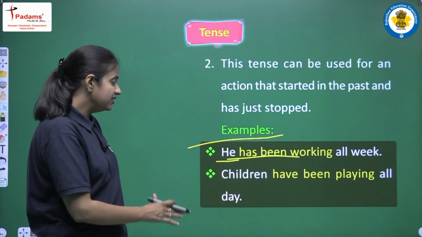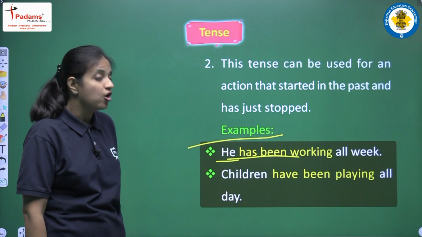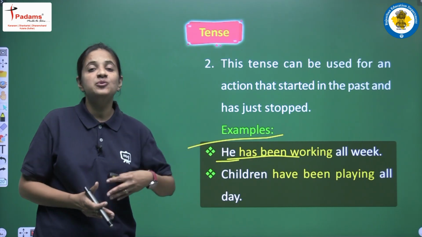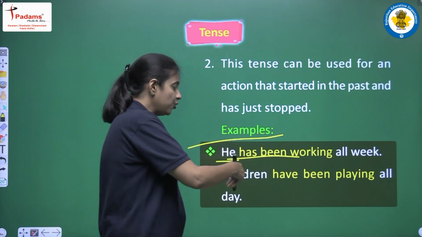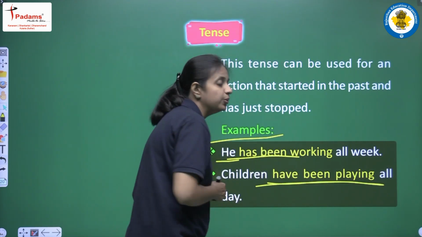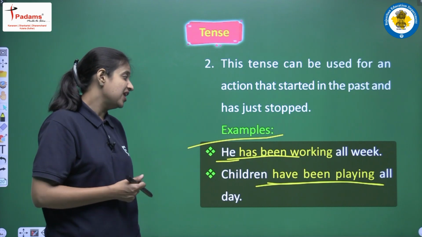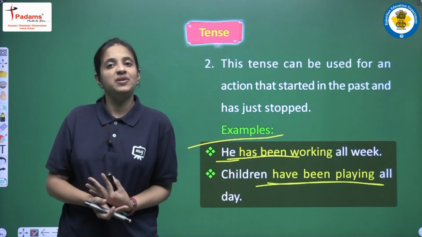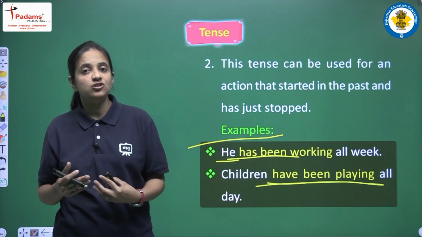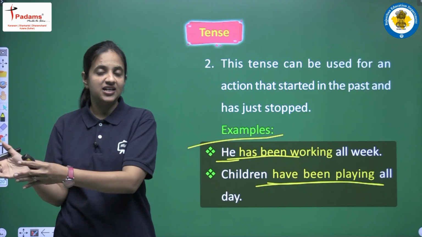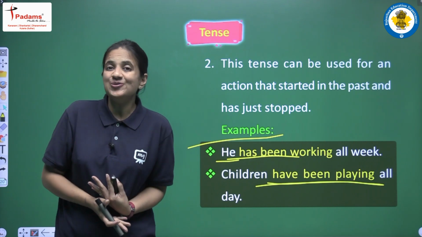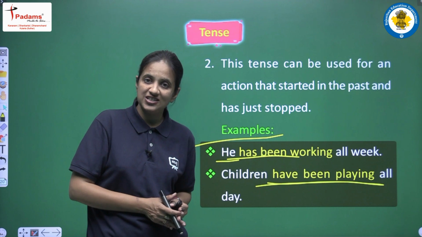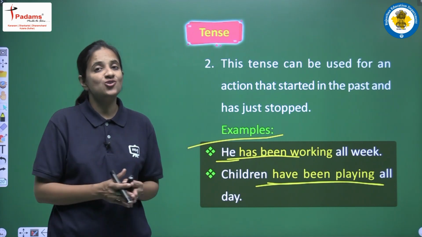Okay. Second is children have been playing all day. So again children, that is a plural noun. So we are having have been and we are adding ing to play. So the sentence will be children have been playing all day. So right now, recently, उन्होंने play करना stop किया है, right? So they started to play in the past, और right now recently उन्होंने stop किया है. So yes, we use this tense, present perfect continuous tense, to show such actions also.